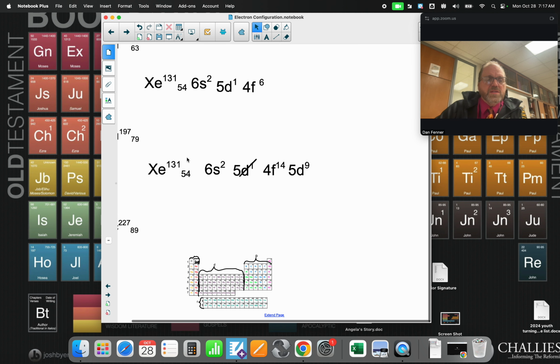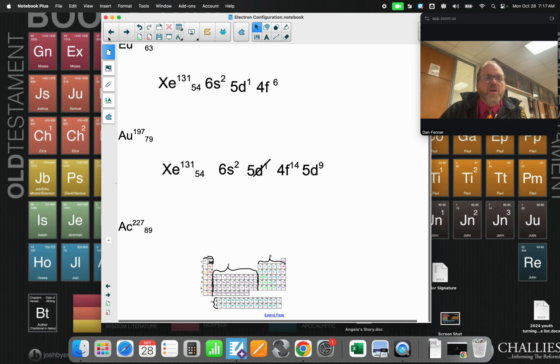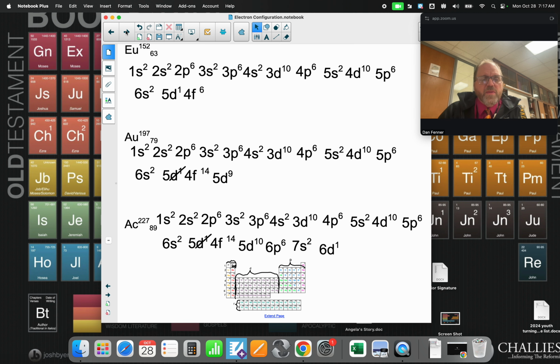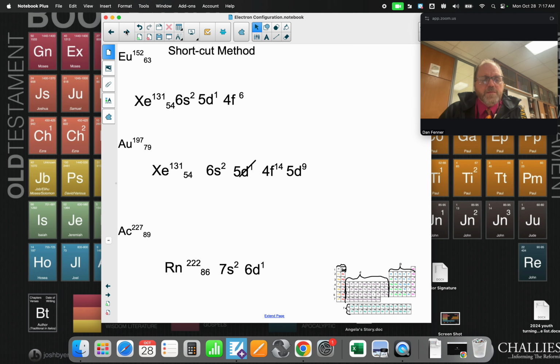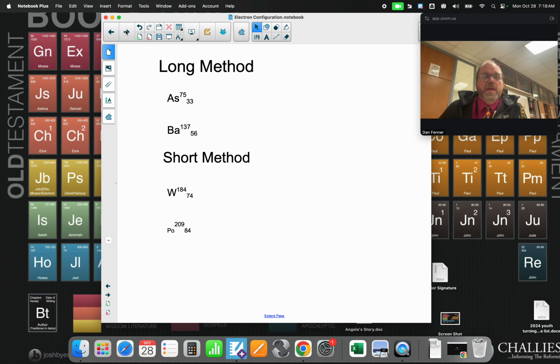All right, let's see if I can scroll that over. There we go. If we do this, we get Rn 222 over 86, 7s2, 6d1. All right, now we need to practice these, so let's give it a shot. There are two long and two short method problems, so I want you to try to do those on your own. Pause it and see what you come up with. All right, here are the answers.